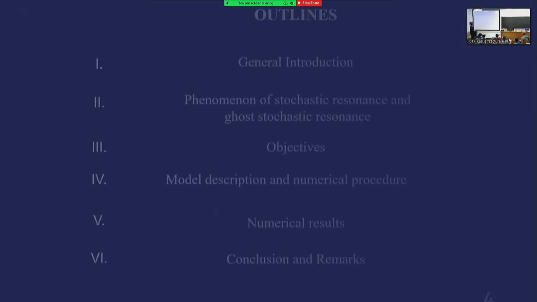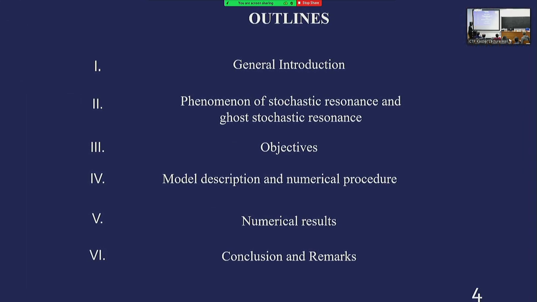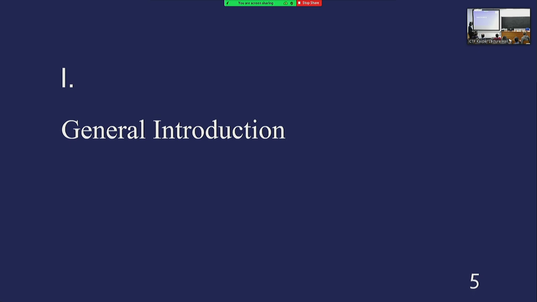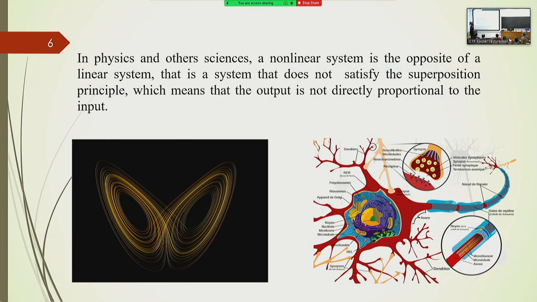The outline of this presentation is as follows. Very often, the dynamic of a physical system is nonlinear. In physics and other sciences, a nonlinear system is the opposite of a linear system. That is, a system that does not satisfy the superposition principle, which means that the output is not directly proportional to the input. For example, nonlinear systems include a chaotic system or a biological neural system.